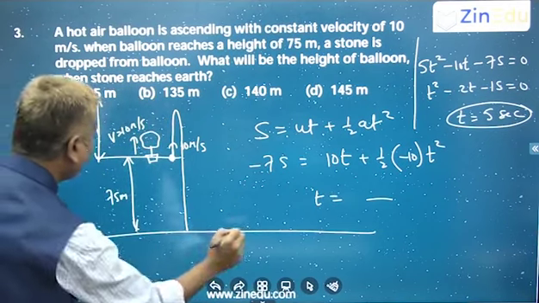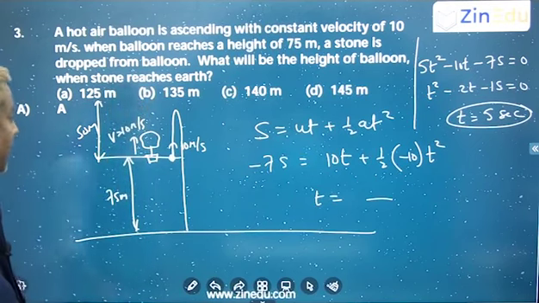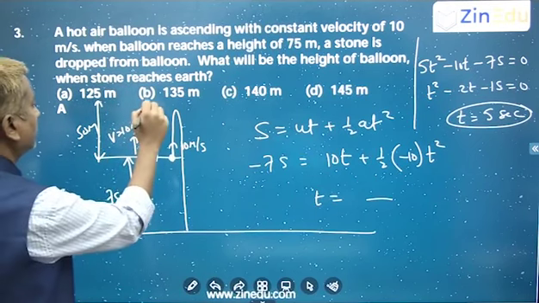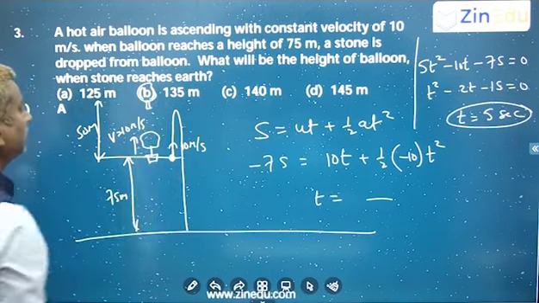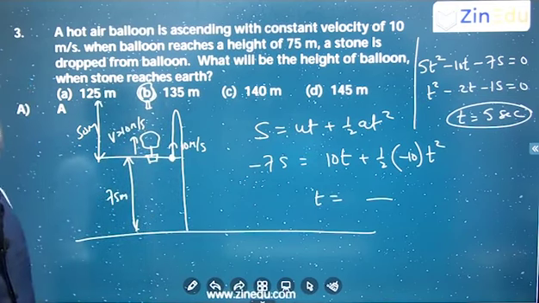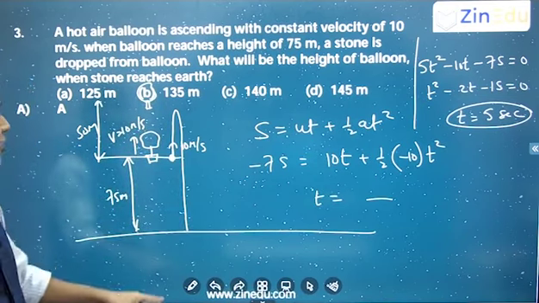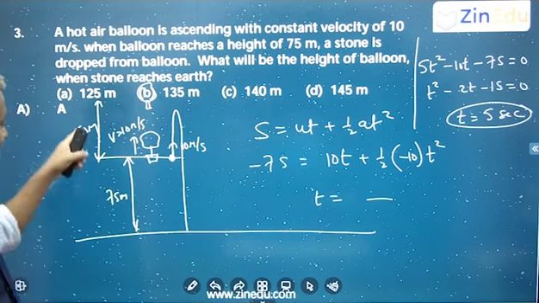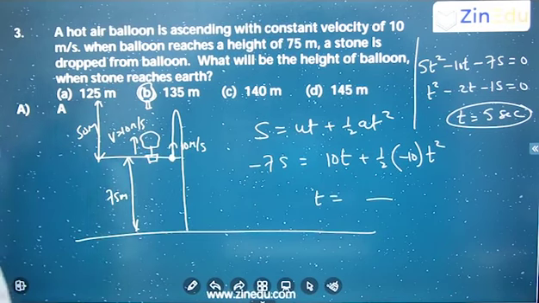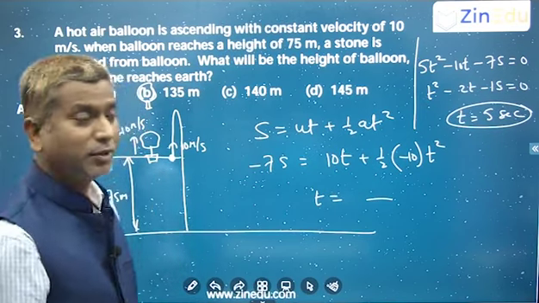From the ground, what is the total height of the balloon? By the time the stone reaches the ground, the balloon will be at a height of 75 plus 50, which is equal to 125 meters. Clear? 75 and 50, right? You have to measure from the ground. So this is question number 3. Now we'll proceed to the next question.